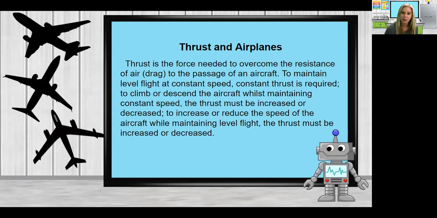Thrust in airplanes. Thrust is the force needed to overcome the resistance of air, or drag, to the passage of an aircraft. To maintain level flight at a constant speed, constant thrust is required. To climb or descend the aircraft while it's maintaining constant speed, the thrust must be increased or decreased. To increase or reduce the speed of the aircraft while maintaining level flight, the thrust must be increased or decreased. So we're talking full throttle power of the engines here, and maintaining the aircraft to overcome that drag or that resistance that we've mentioned with the types of friction.